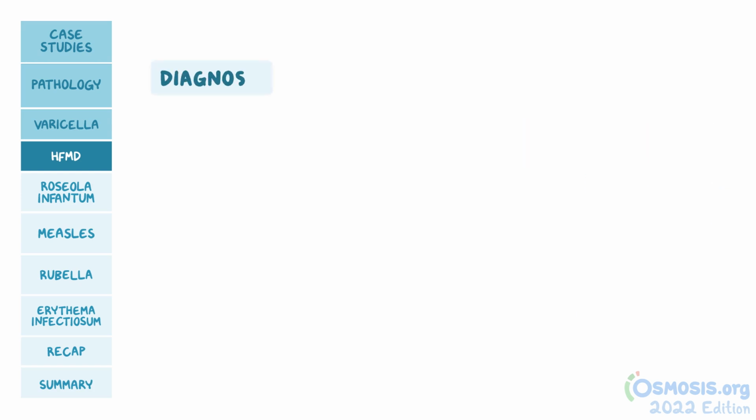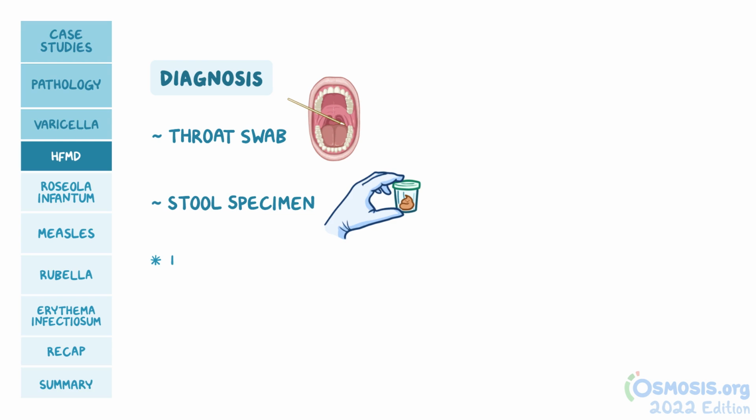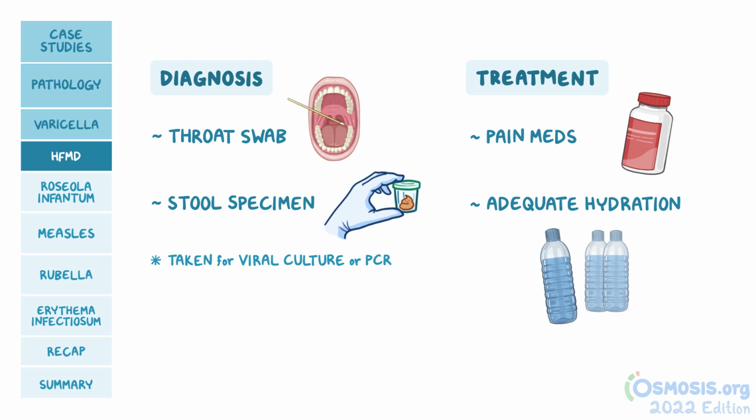Now, diagnosis of hand-foot-mouth disease can be made using a throat swab or stool specimen, which can be taken for viral culture or PCR. Treatment is usually pain medications and adequate hydration, especially because the mouth pain can make eating uncomfortable.